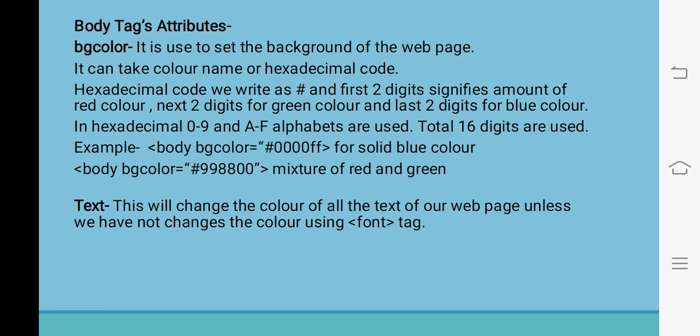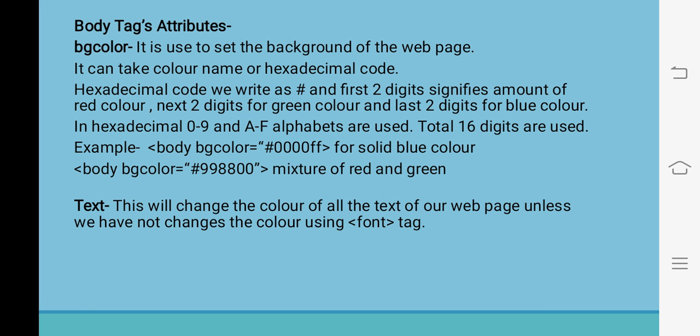Now we will discuss body tag attributes. First we will discuss about bg color. Children, bg color attribute is used to set the background color of the web page. And in bg color we give the value as a color name. Also we can use hexadecimal code.